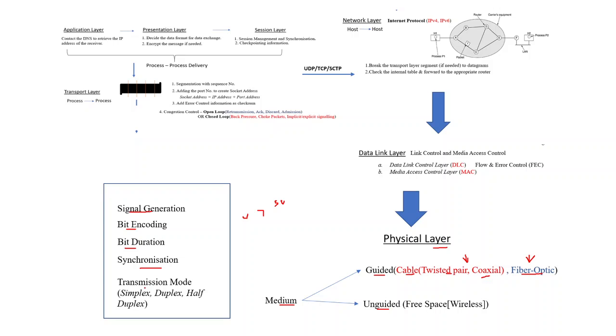And then there are different transmission modes in the physical layer. There is a simplex mode, where it's just a one sided communication, duplex mode, which is both sided communication, and there is a half duplex mode. This is also two sided communication, but at a time only one side can communicate.